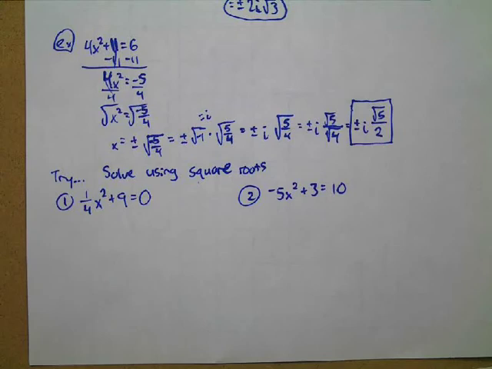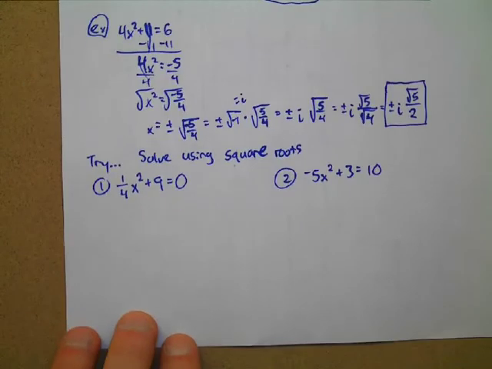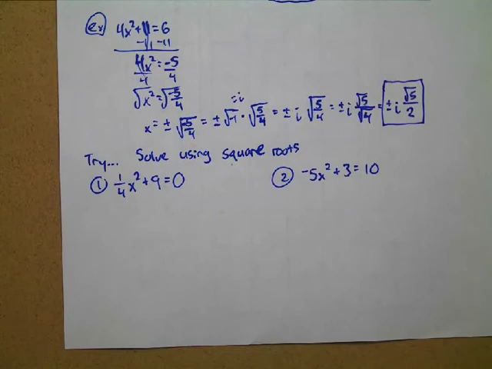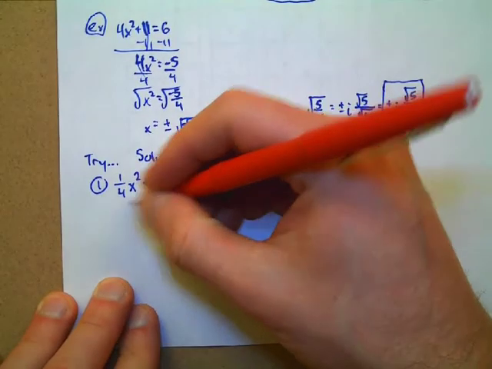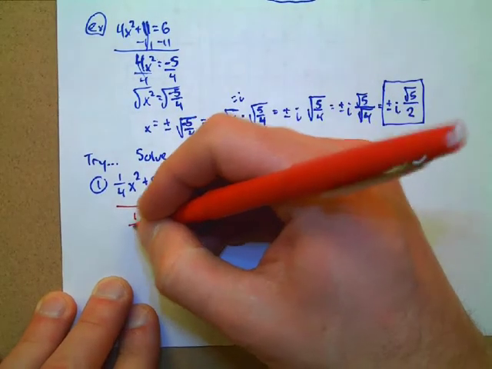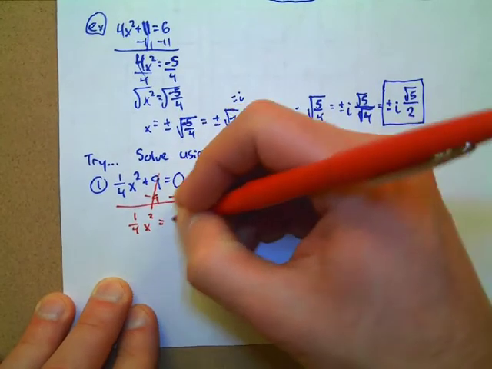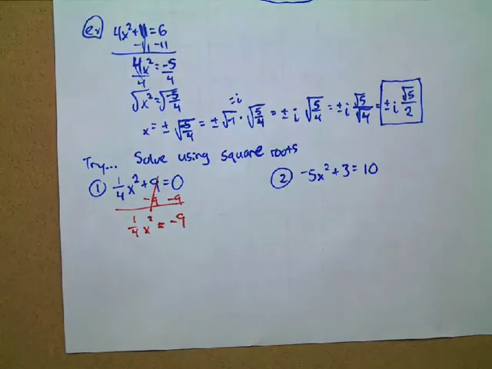All right, let's go to Luke P. How about the first one there, Luke? What'd you do here? So the first thing I did was subtract 9 on both sides. Sounds like a good plan. Okay, so that cancels out. We have 1 over 4 x squared equals negative 9. Okay, and then? Next thing I did was divide by 1/4. Yep, so that's one option.